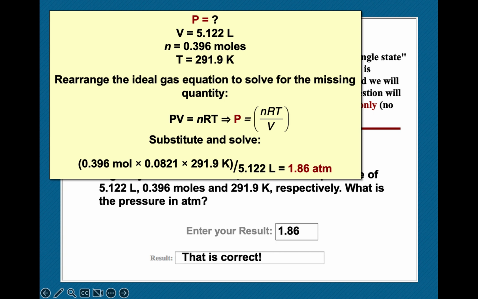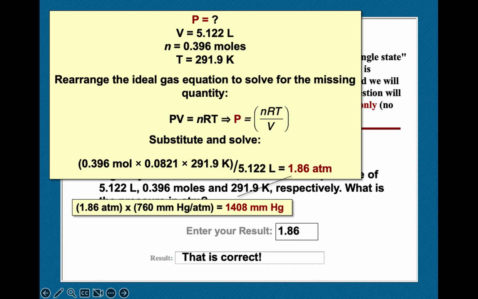Now, occasionally this will come up, and instead of asking for atmospheres, it will ask for millimeters. How would you convert this to millimeters of mercury? 1 atmosphere is 760. So 1.86 is 1408. Let's do one more.